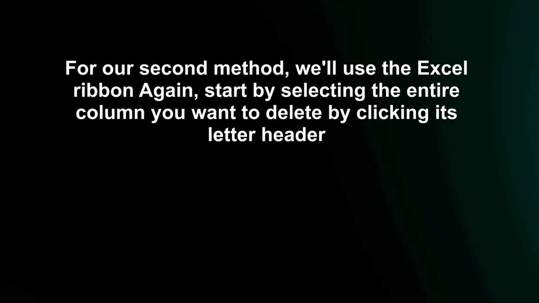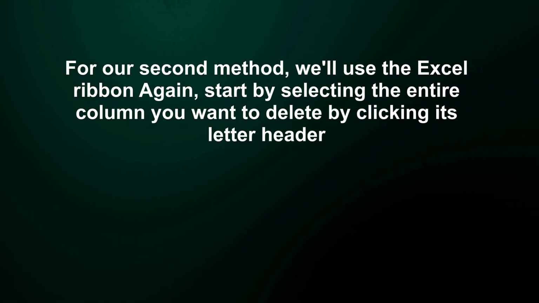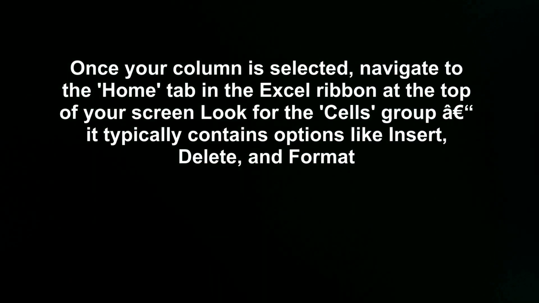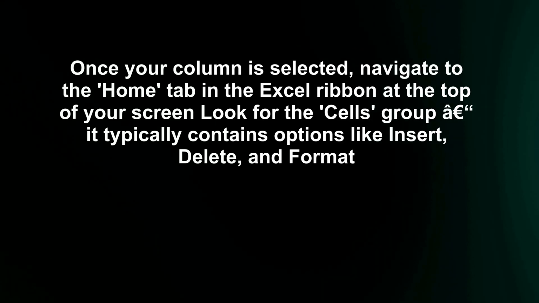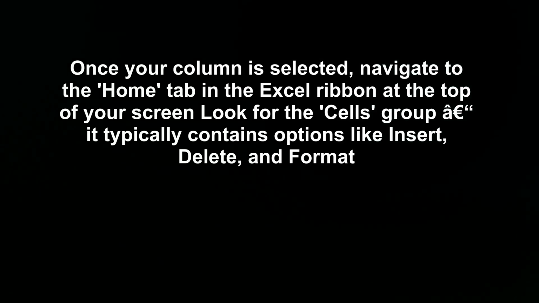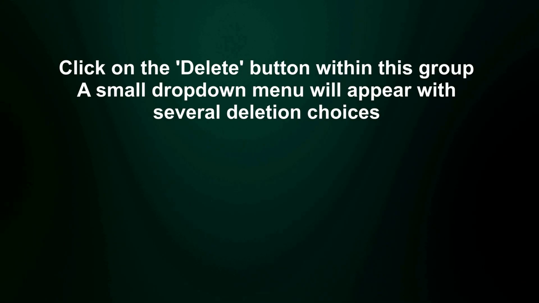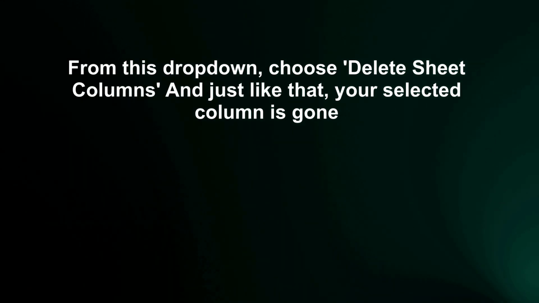For our second method, we'll use the Excel ribbon. Start by selecting the entire column you want to delete by clicking its letter header. Once your column is selected, navigate to the Home tab in the Excel ribbon at the top of your screen. Look for the Cells group. It typically contains options like Insert, Delete, and Format. Click on the Delete button. Within this group, a small drop-down menu will appear with several deletion choices. From this drop-down, choose Delete Sheet Columns, and just like that, your selected column is gone.